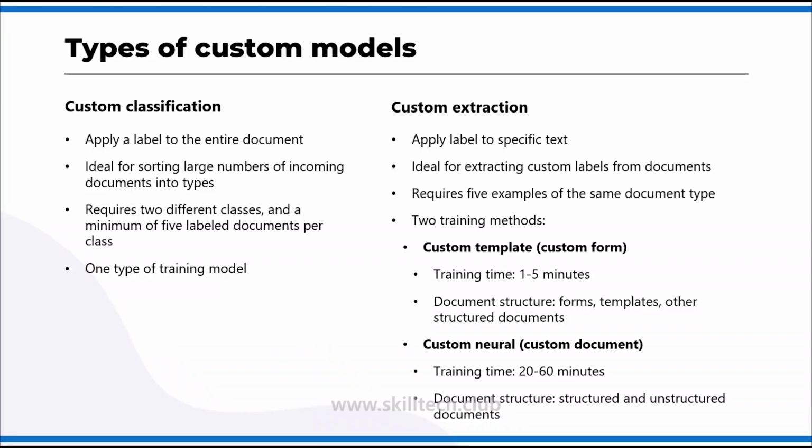Okay, now let's see, if we are not happy with the pre-built models, what kind of custom models we can create. In order to do this, we have custom classification and custom extraction models. These are the two different types of custom models available. When you want to do custom classification, you have to apply a label to the entire document. Basically, this focuses on what kind of document this is. The idea is sorting a large number of incoming documents into separate types so that it is easier to differentiate which type and class each belongs to. This requires two different classes and a minimum of 5 labeled documents per class. And this is again one type of training model which you have to use.